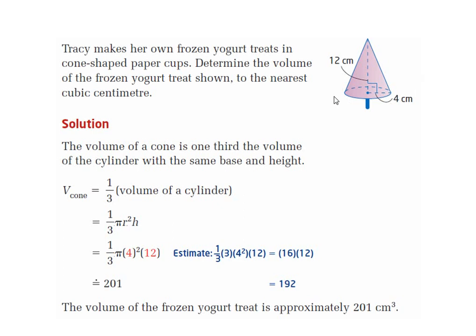So let's bring the numbers into the variables. So 1/3, a constant, pi a constant, r is 4, so 4 square times h is 12. Okay, so now we know all the numbers. So now use your calculator, please. With your calculator, you can get such a result, right? So it is almost 201. Okay. So you can answer the volume of the frozen yogurt treat is approximately 201 cubic centimeters.